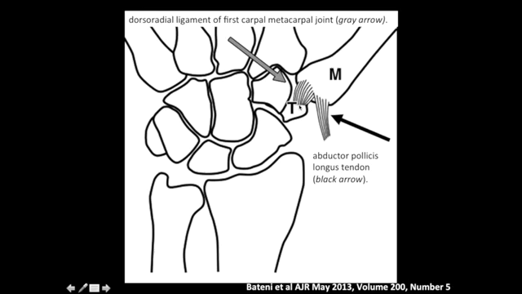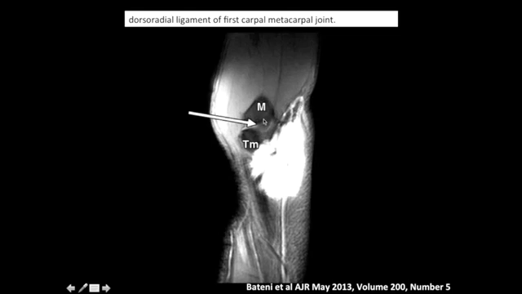carpometacarpal joint. So this is a sagittal MR arthrogram image showing this ligament extending from the trapezium into the base of the first metacarpal, and this is known as the dorsal radial ligament of the first carpometacarpal joint.